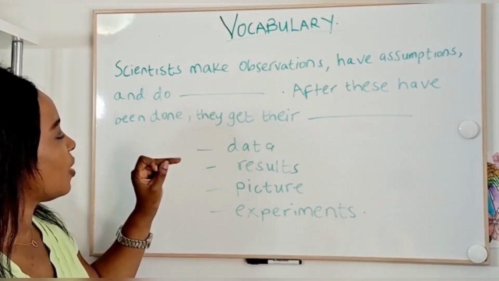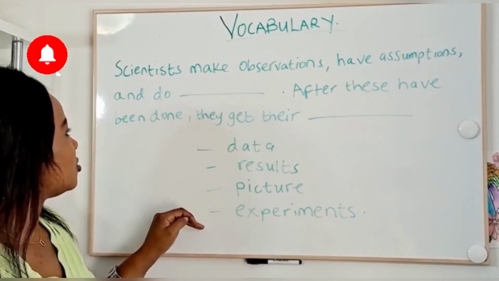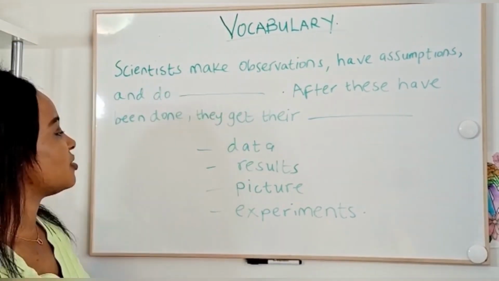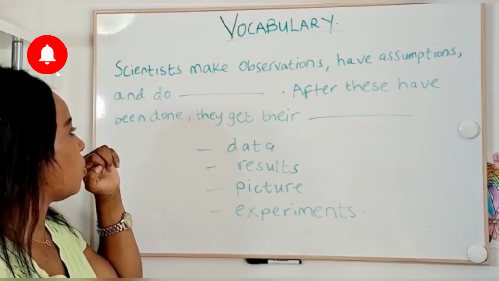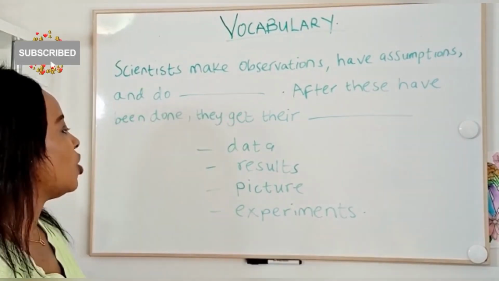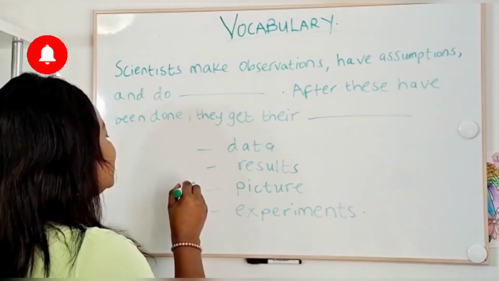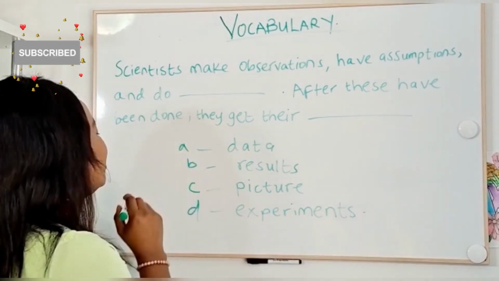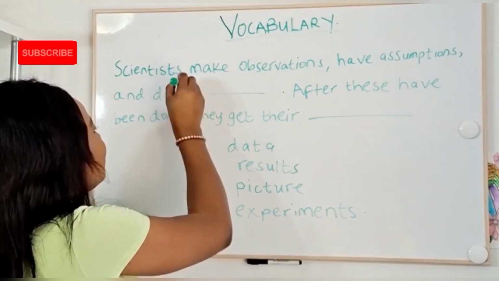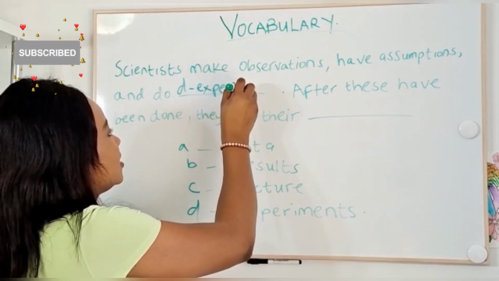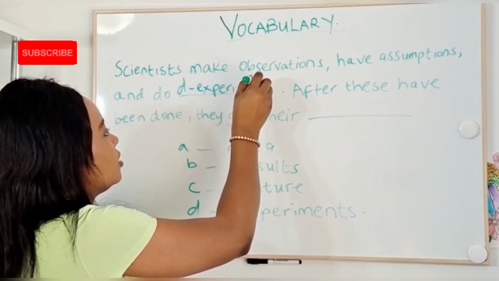We have data, we have results, we have picture, we have experiments. Will it be right to say have assumptions and do data? That doesn't sound right. And do result? No way. And do picture? No way. So what will sound right there will be experiment. So let's say this is D, this is C, this is B, and this is A. So we're going to have D here as experiments, okay? So that means that experiments will be the right option here.